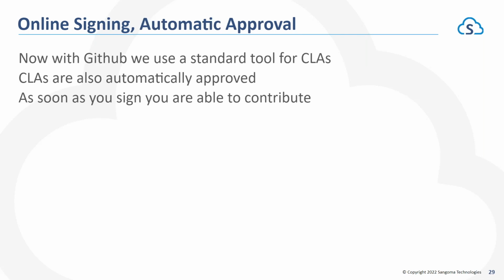As part of moving to GitHub, I worked with our legal department here at Sangoma to get approval to make it automatic. So now with GitHub, we use a standard tool for CLAs. CLAs are also automatically approved, and as soon as you sign, you are able to contribute. So that has reduced the burden to actually contribute even a little bit more.